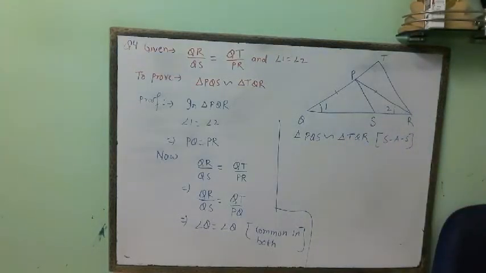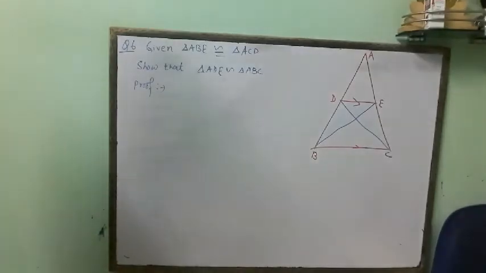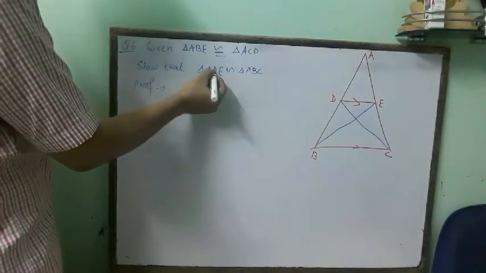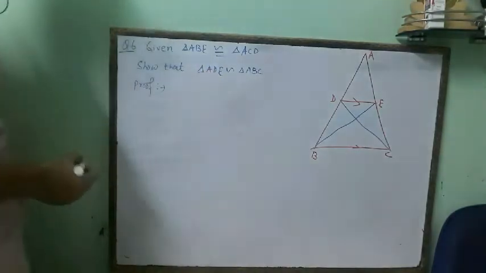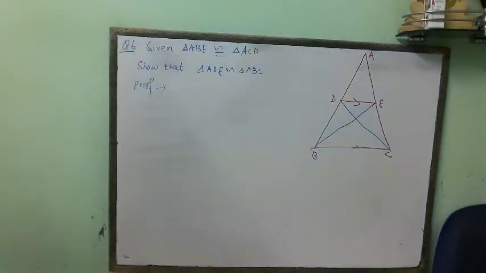Okay, this is the solution of question number 3. Now students, see, this is question number 6 of this exercise. It is given that triangle ABE is congruent to triangle ACD. We have to show that triangle ADE is similar to triangle ABC. This we have to prove.